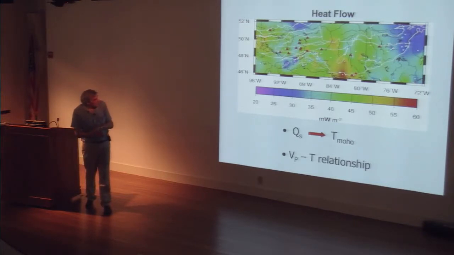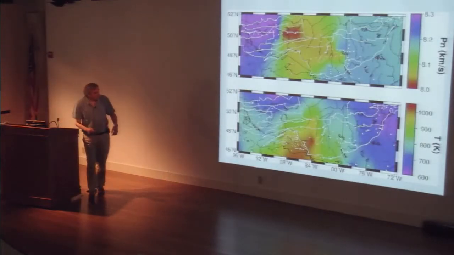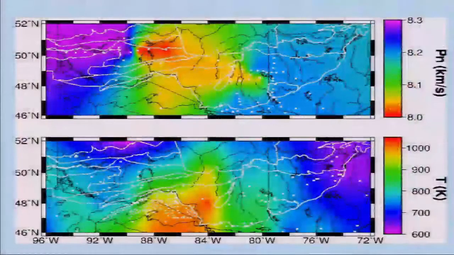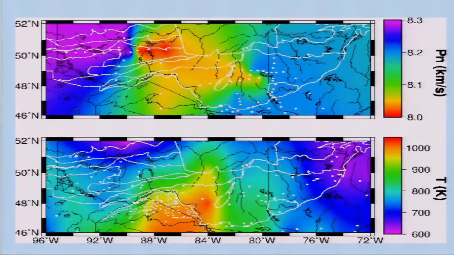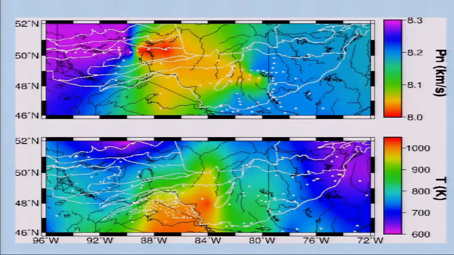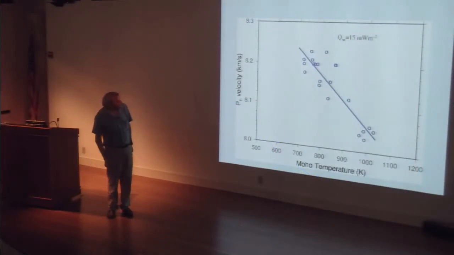But then there are enough measurements that we can compare to the Pn velocity. So what we have is a map of Pn velocity on top and a map of temperature. That's the observed Pn, and that's the calculated temperature using geotherms. Now you can see there's obviously some kind of correlation, but we can take it further. We split this into averaging windows, and this is what we get: average Pn velocity as a function of Moho temperature, and these are the data points. So there's a definite slope, not great.